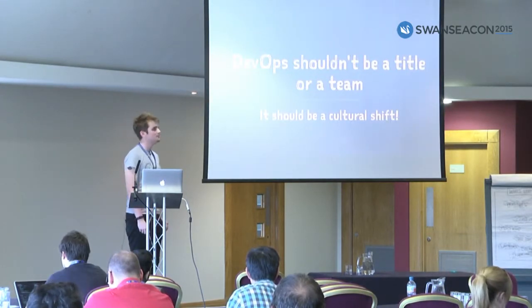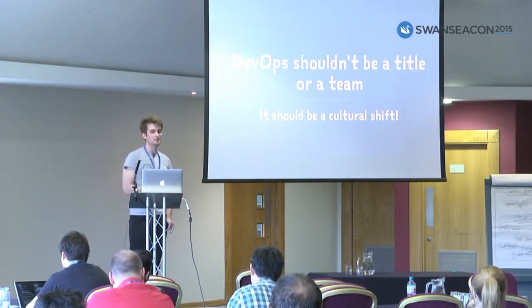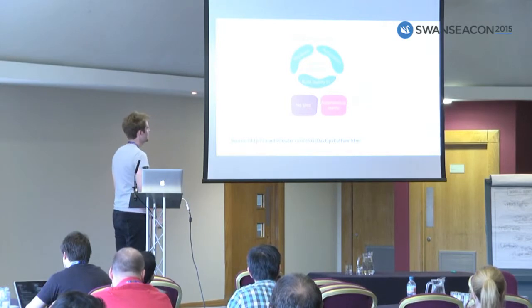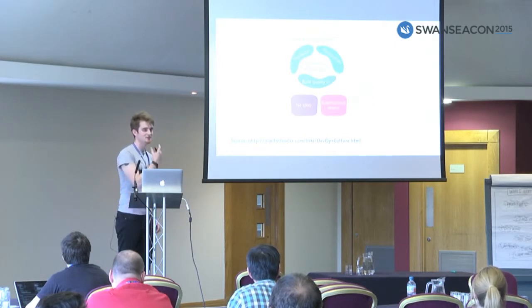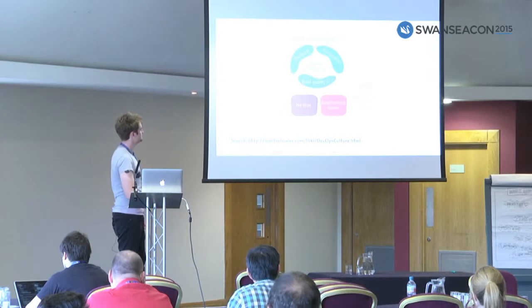So DevOps itself shouldn't be a title, and it shouldn't be a team. You shouldn't have a DevOps team, and you shouldn't have a DevOps engineer. Everybody should be doing DevOps. It should be a massive cultural shift. And there's a pretty good image from the Martin Fowler blog about what DevOps collaboration should be, and it really lines up with the Agile principles we were talking about before.